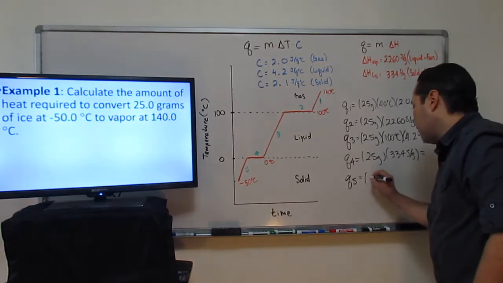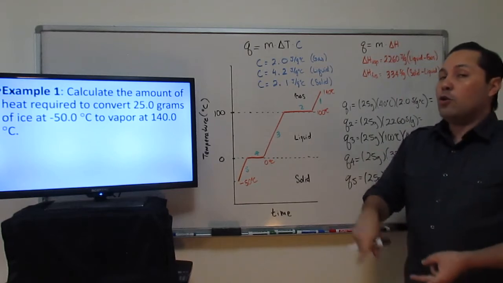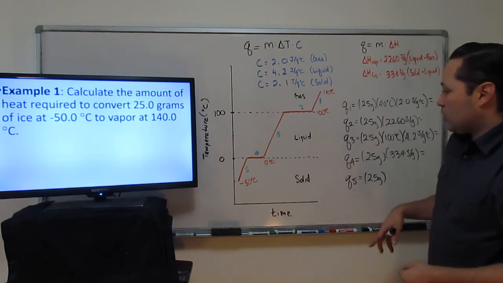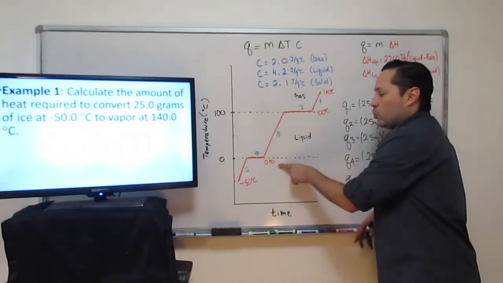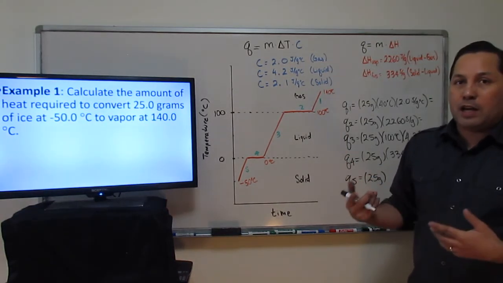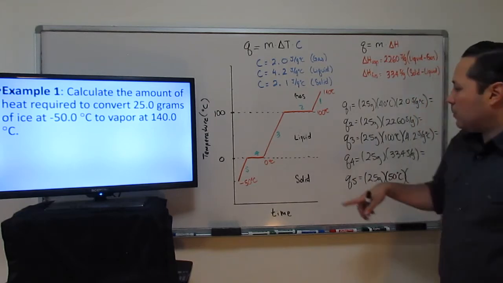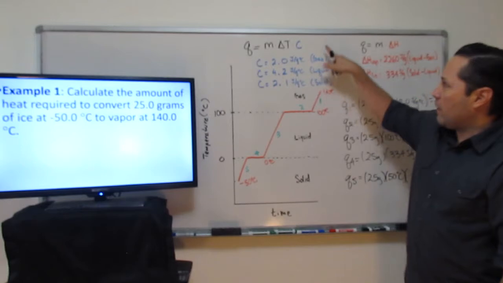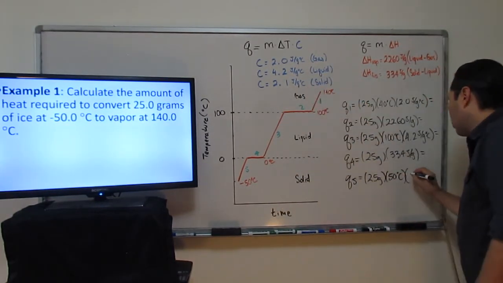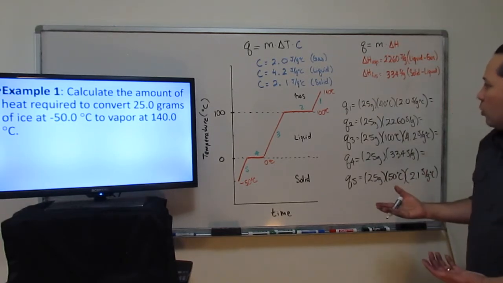The mass is still 25. It doesn't change, because 25 grams of ice, 25 grams of water, or 25 grams of steam all weigh 25 grams. All right, the change in temperature: starting at negative 50 and going up to 0, we went up 50 degrees, so it'll be 0 minus negative 50, and a negative and a negative give you a positive. So it will be just 50 degrees here. And finally, the specific heat for line 5 is going to be 2.1, because line 5 is in the solid section, so it's 2.1 joules per gram degree Celsius. All right, so those are all the values.